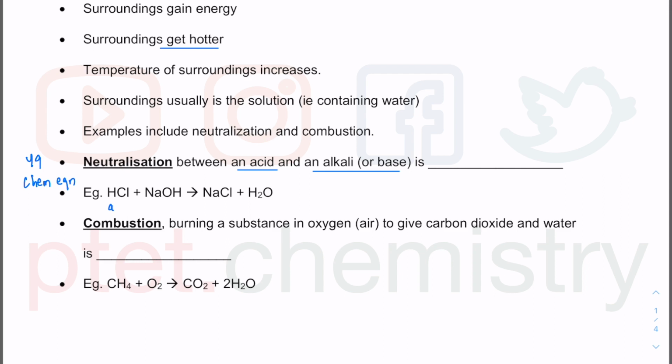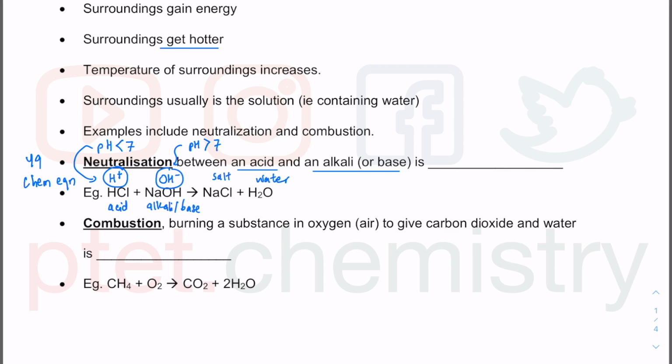So this is your acid and this is your alkali or a base. Remember, an acid contains H plus, and the H plus is the one where the pH is lesser than 7. And you got OH minus, which is called hydroxide, and that is the pH higher than 7. And then you will get a salt and you get water.